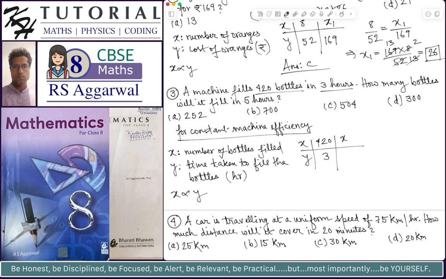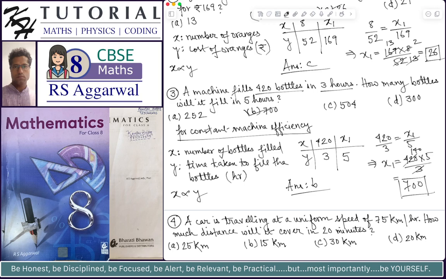Let's say X1 bottles will be filled in 5 hours. So now we must have 420 by 3 is equal to X1 by 5. So this implies X1 is equal to 420 multiplied by 5 divided by 3. This is 140 times 5, so this is 700. So 700 bottles will be filled in 5 hours. So the answer is choice B. Answer is choice B.